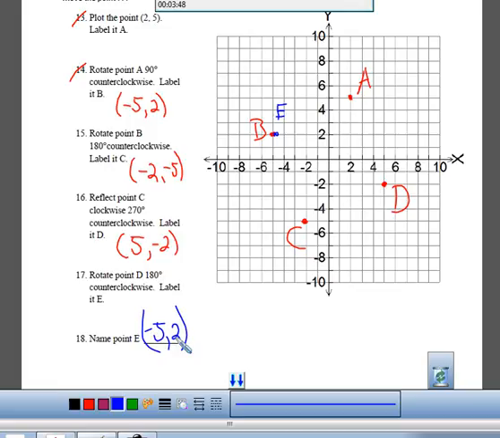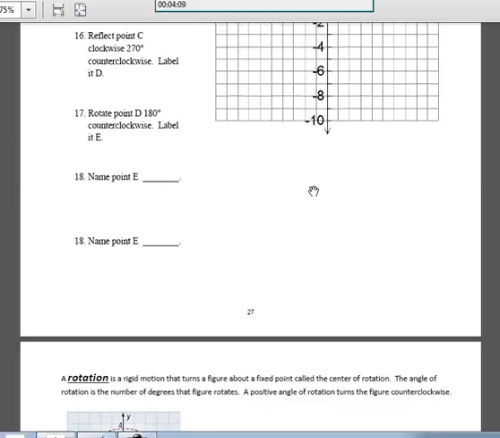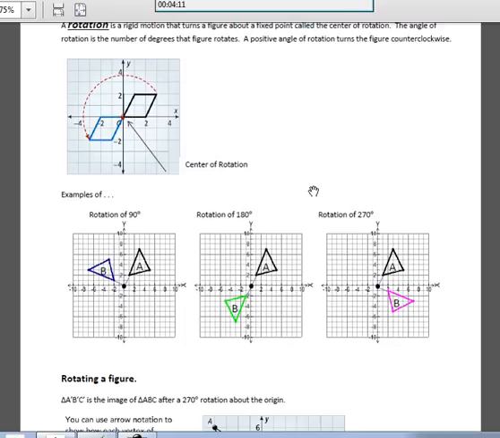Alright, so that's what a rotation looks like. Yes, you may actually physically turn your paper to try to solve this. It's okay. It's a strategy. It helps and it works for some people. Okay, let's go ahead and take a look at page 28, the next page, and we're going to talk about what you need to know about rotations.